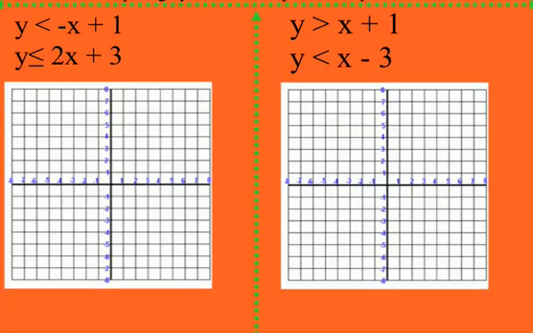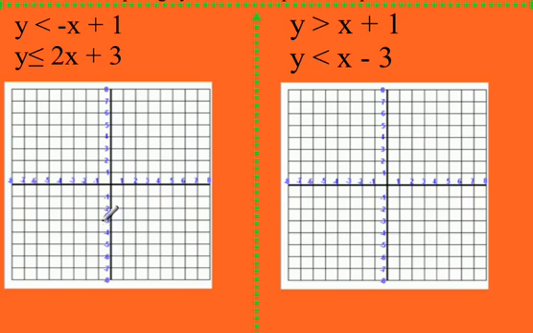First, let's remember how we graph them. Remember that if the alligator is facing towards the y, you shade up. If it's facing away from the y, you shade down. If there's no line underneath, you use a dashed line. If there's a solid line underneath, you use a solid line.